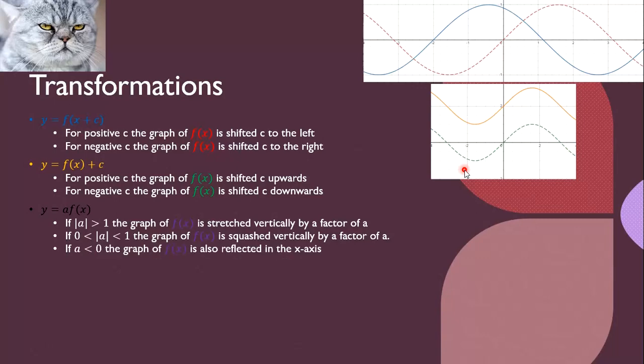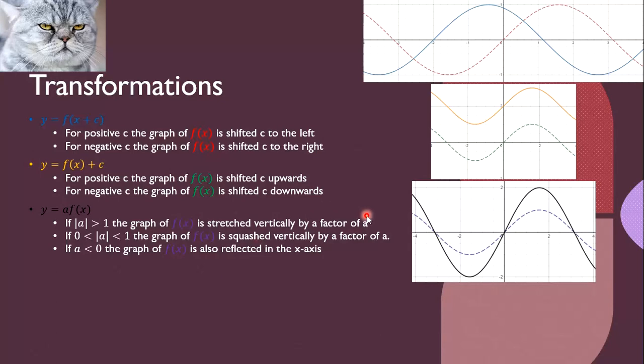If a is less than 0, the graph of f of x is also reflected in the x-axis. So basically, whatever happened in these two still happens, but the negative means that it's also reflected in the x-axis. So you'd ignore the minus sign at first if it was a negative. You can see what that looks like. It's a vertical stretch. The purple one's the original, black is the new one. You can see it was like this and it's been stretched.